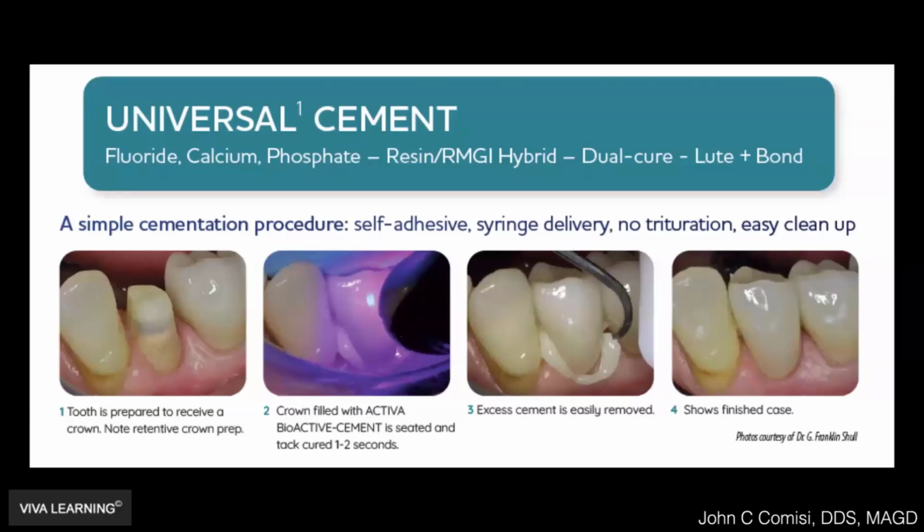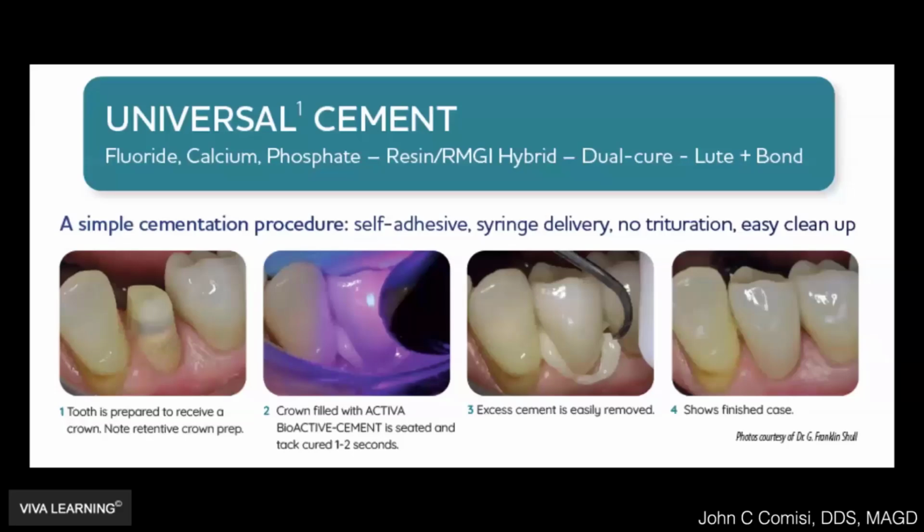You then inject the material into the intaglio surface of your crown. You then seat it into place. You tack cure it for just a couple of seconds, and then you remove the excess. It's going to be easily peeled off. And then you allow it to continue its set over the next few minutes. It's going to be very easy to manage. Floss interproximally and get rid of any cement that's in there, but for the most part it's going to peel off very well after you tack cure it.